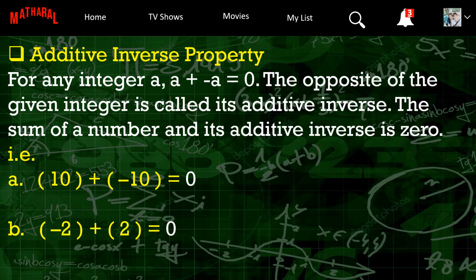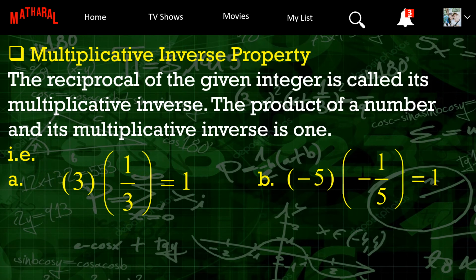So, moving forward, in our previous slides, we had the additive inverse property. And here, we have the multiplicative inverse property. It says here that the reciprocal of the given integer is called its multiplicative inverse. The product of a number and its multiplicative inverse is 1. The question is, how can we justify that the given integer has its own multiplicative inverse?